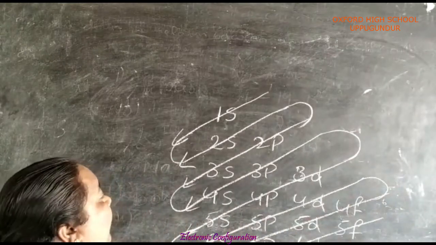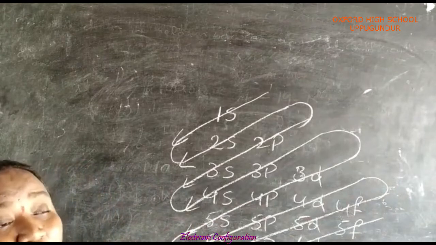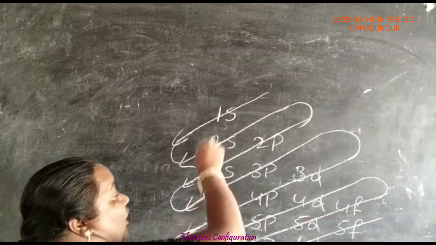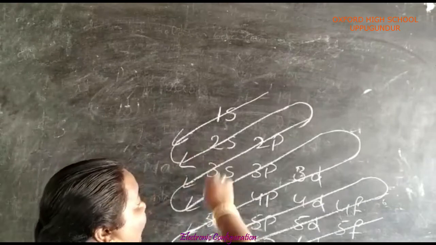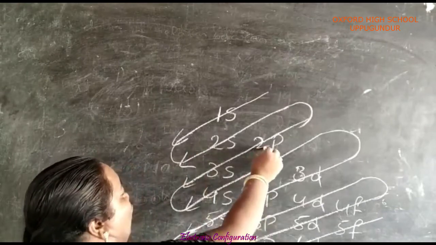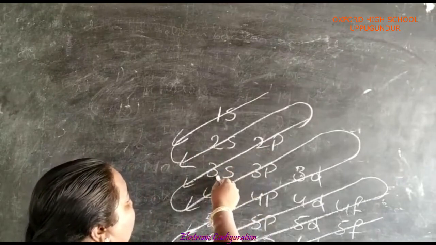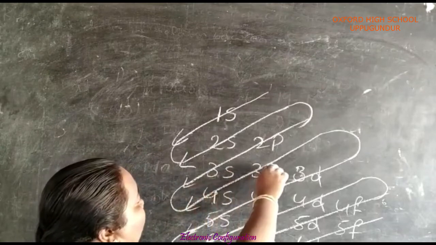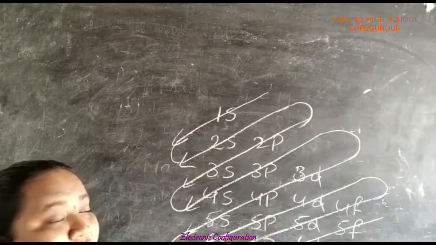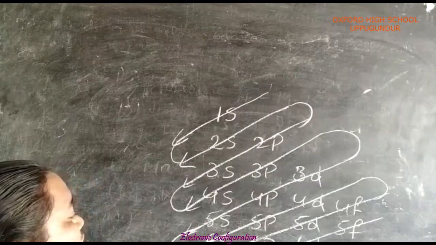According to this Moeller diagram, for the electronic configuration, first we fill the 1s orbital, next the 2s orbital, next 2p, next 3s, 3s then 4s, 4s after 3p. Here we are giving the electronic configuration.